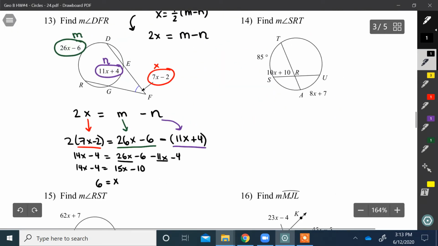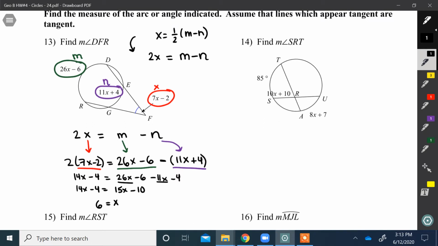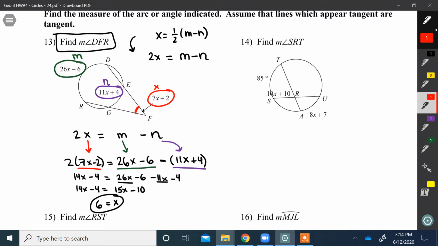Okay, now the answer to this question, and this is where you have to be very careful, guys. The answer to this question is not finding x. That's not what they're asking you to do. They're asking you to find this measurement, DFR. So DFR is this right here. They want you to find that angle right there. Well, if you found x, then the rest is very easy.